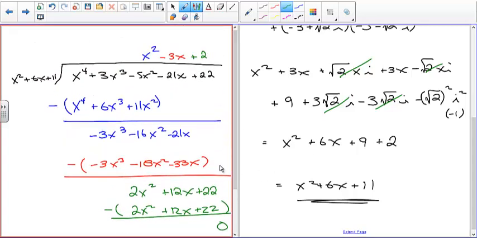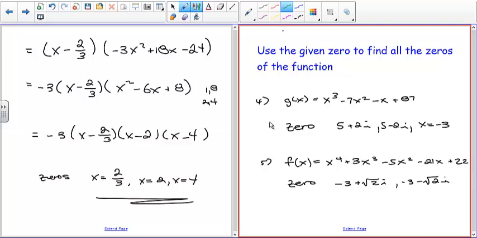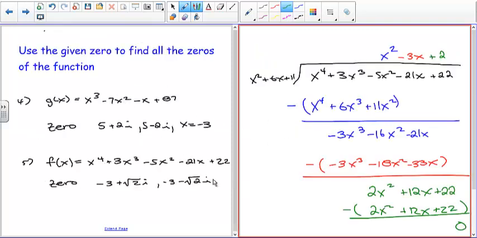So what that means is that this original polynomial, f of x, we'll write it up here. So f of x is going to be equal to x squared plus 6x plus 11, which is this term, times what I've got up here, which is x squared minus 3x plus 2. That's because the remainder is 0. So if you factored this, you'd end up with these two solutions.